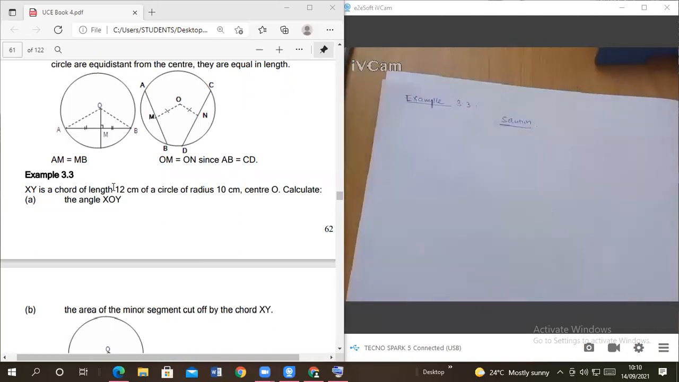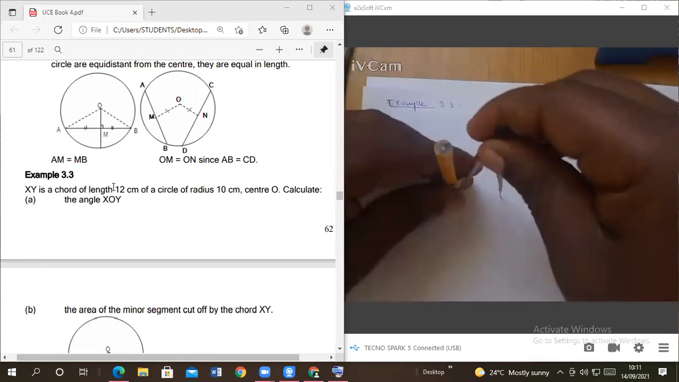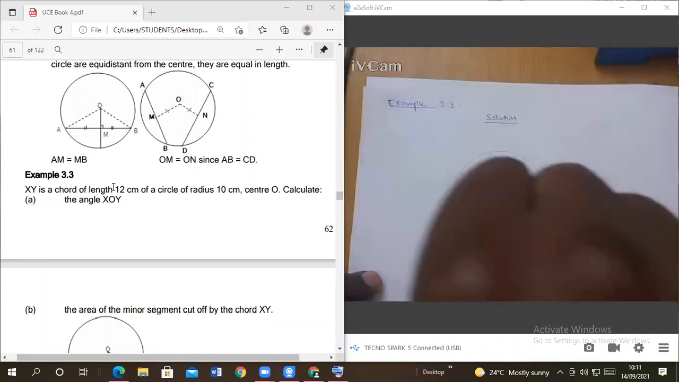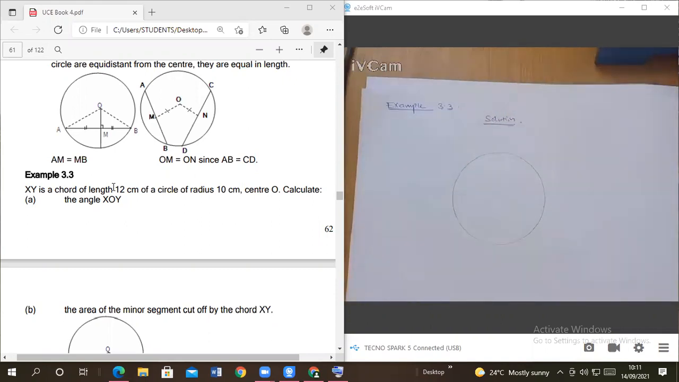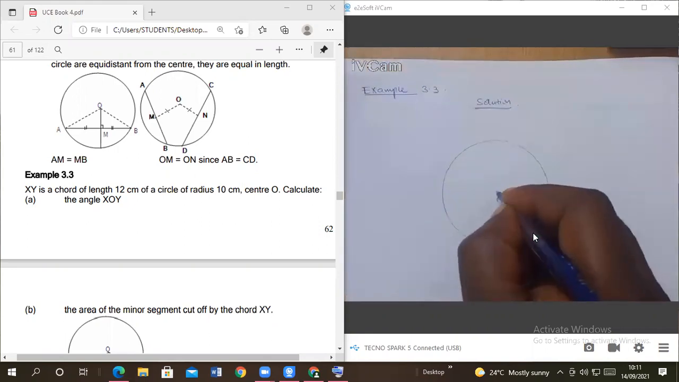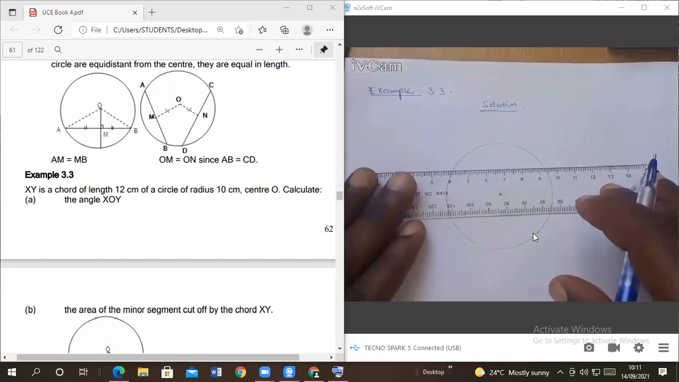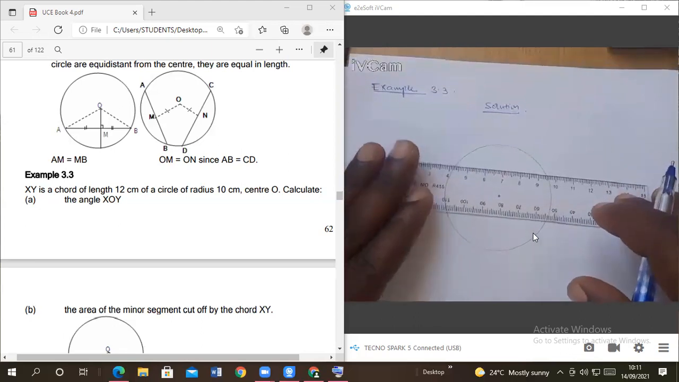So I come and sketch this, and I draw a circle. Okay, that's my circle there. Now I'm going to suppose that the radius is 10 centimeters. But they have told me that there is a chord XY. So I'll come and draw my chord XY. You know a chord? A chord is a line that joins two points of the circumference. So two points on the circumference are joined by a line, and that line is what we call a chord.